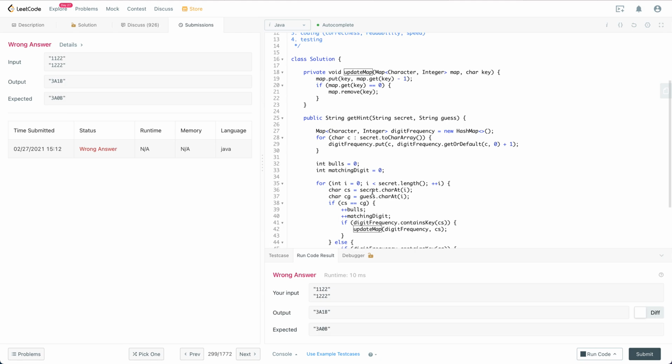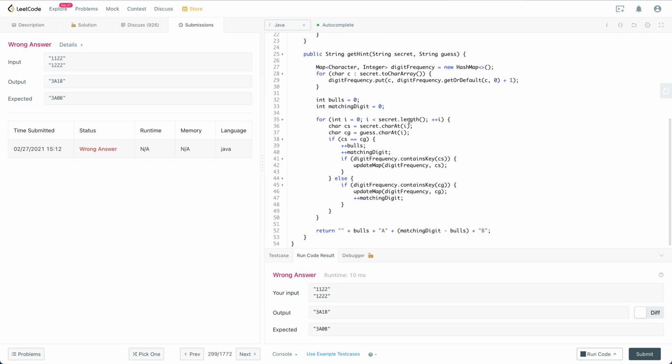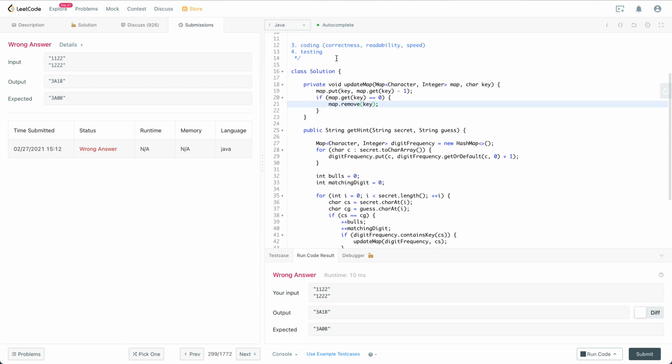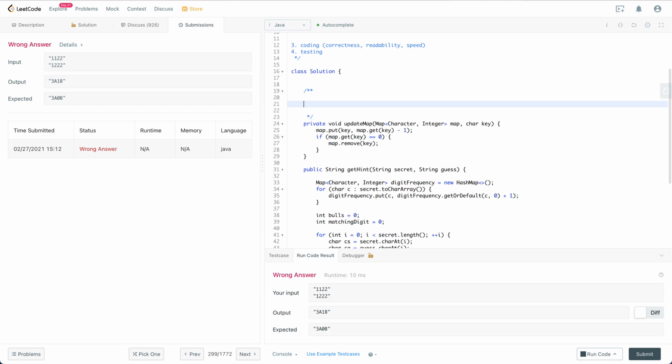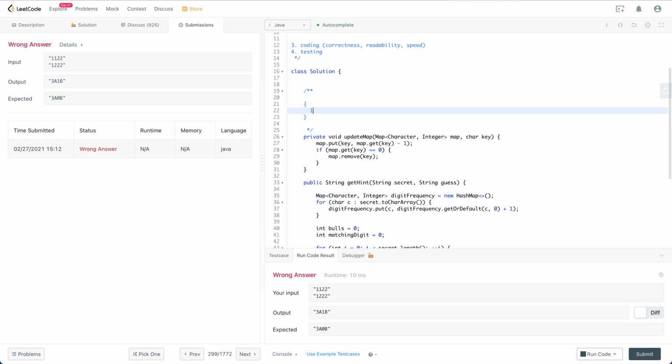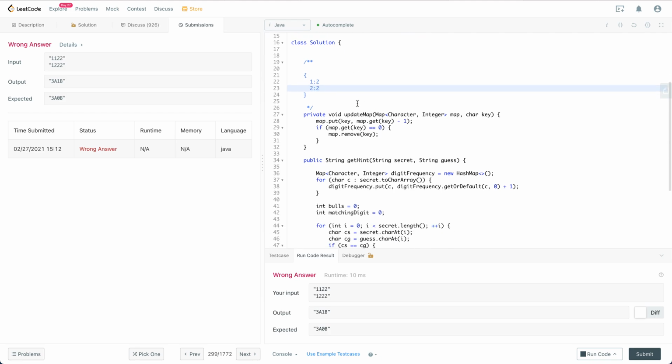What do we do? We put key in -1, so if it is equal to 0 then we remove the key. Actually, let me go through this one seriously. So first of all, we have the map something like 1 and 2 and 2 and 2 2 2. 1, this is 2. So that's the thing.